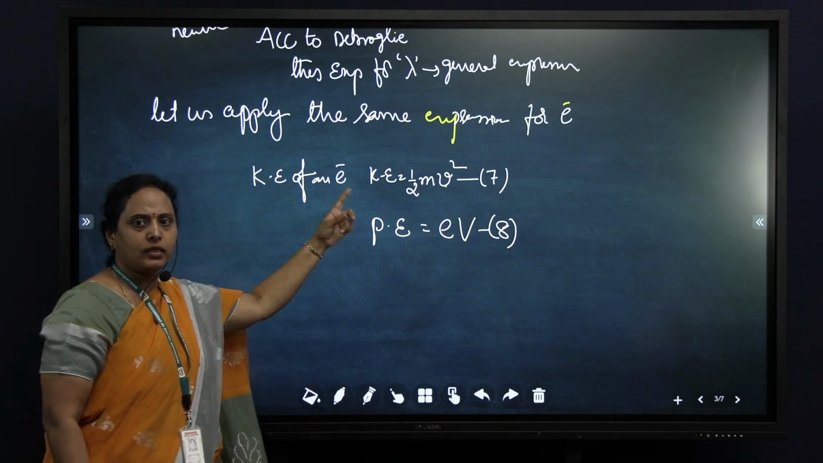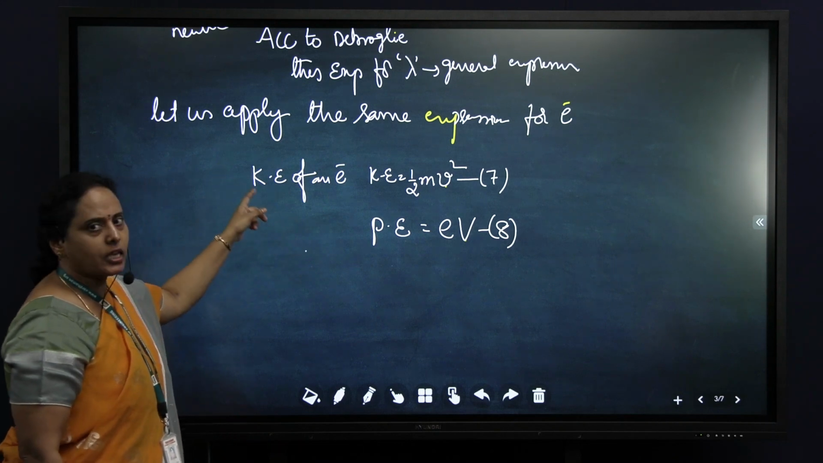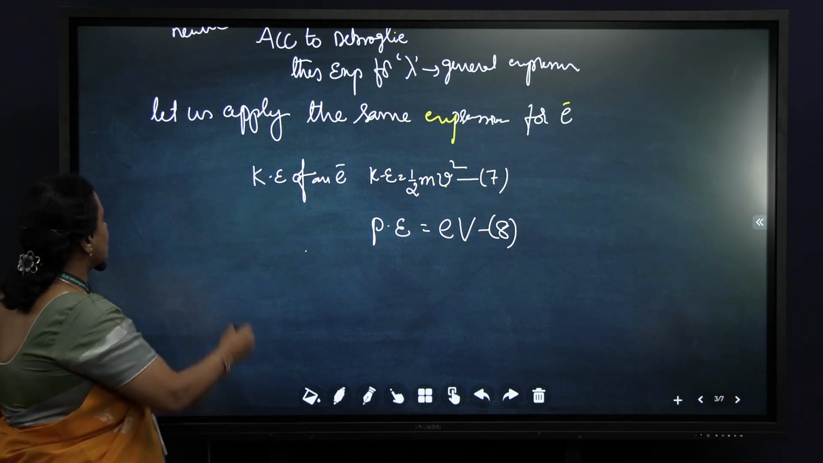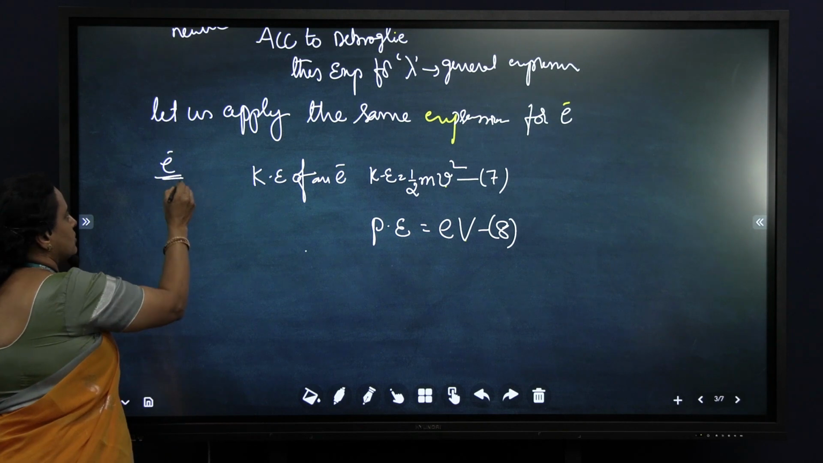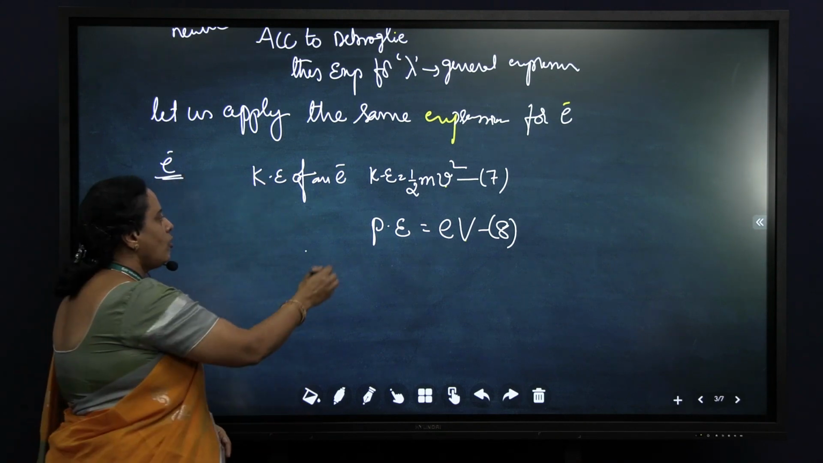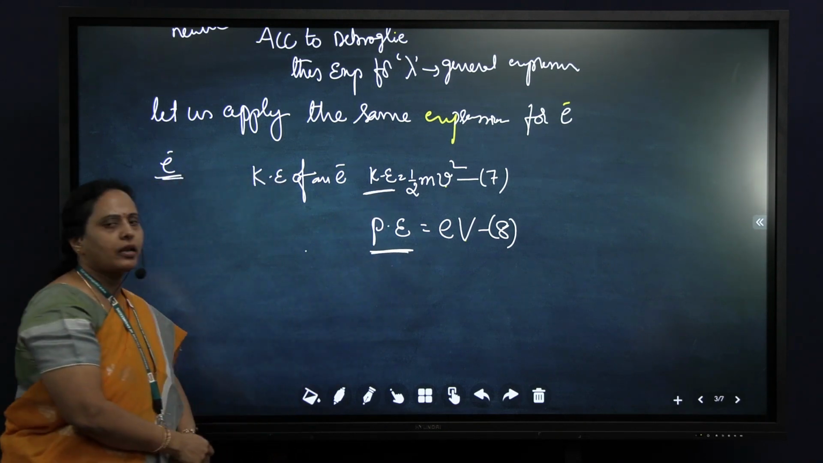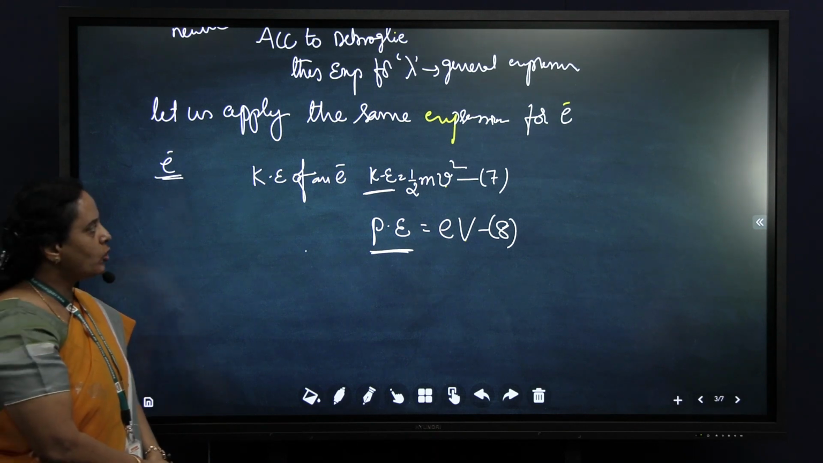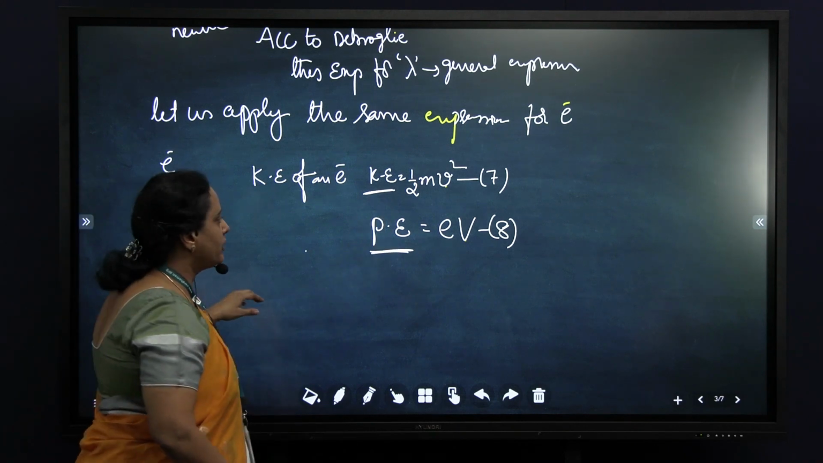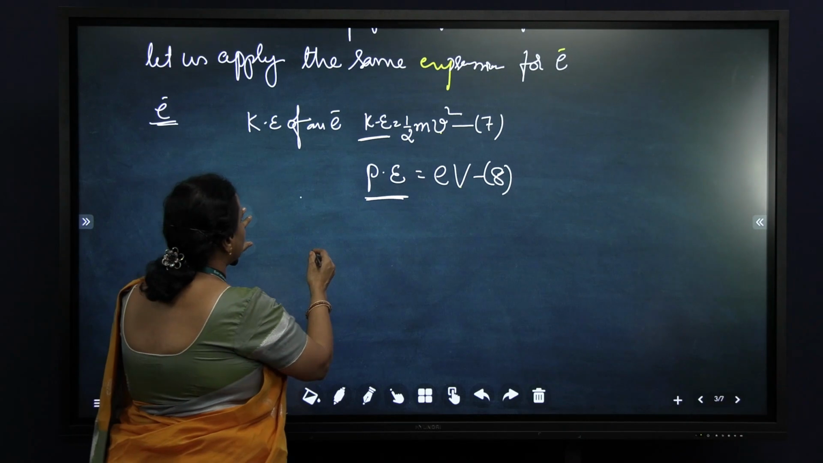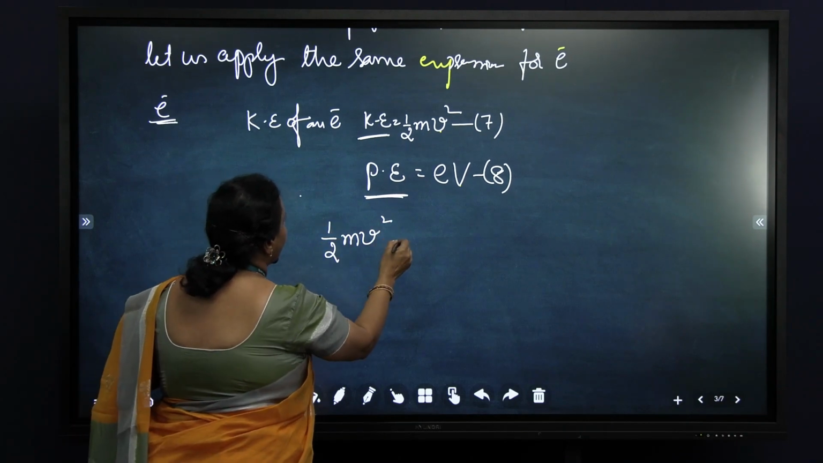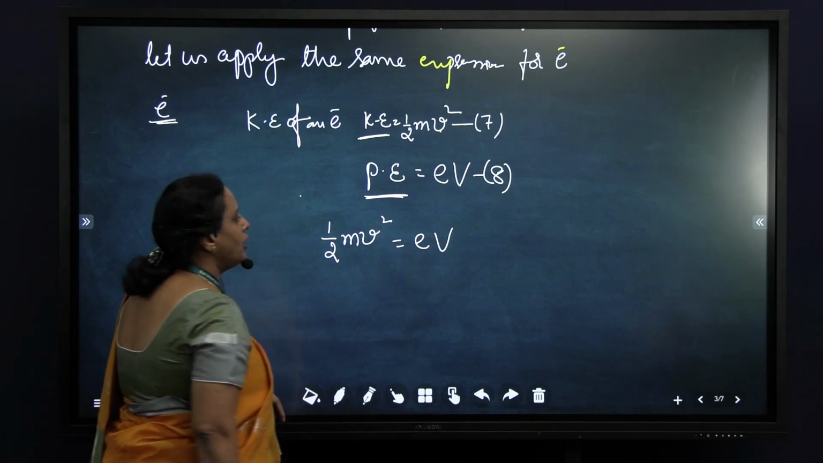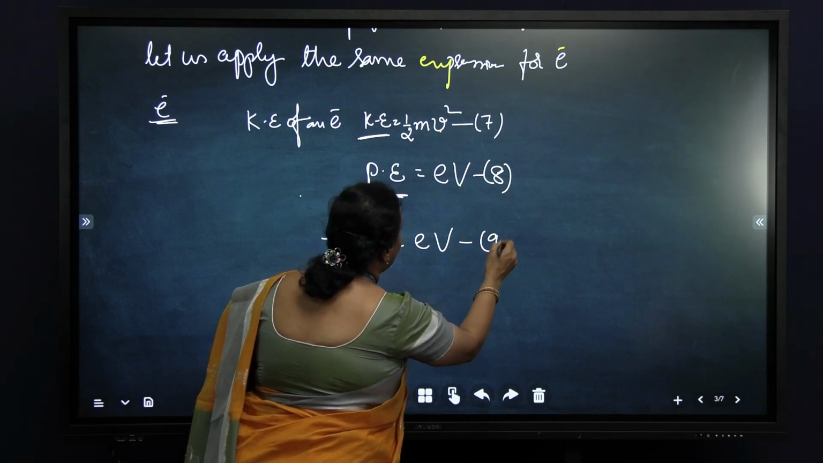We are applying de Broglie's expression to electrons. Now both expressions are energy expressions, so I can equate equation 7 with 8. With this, it comes out to be half mv square equals e into V. Make it expression number 9.